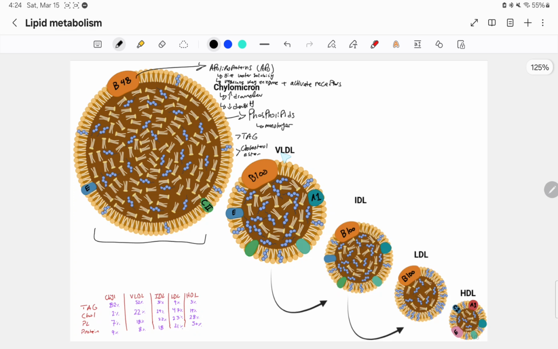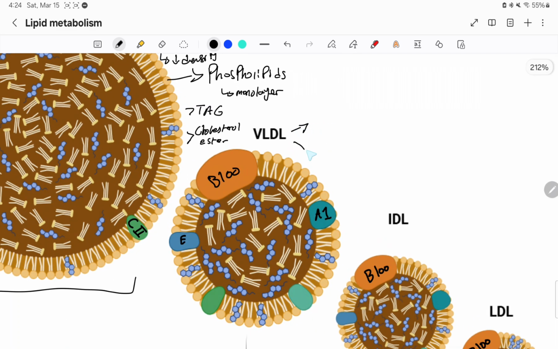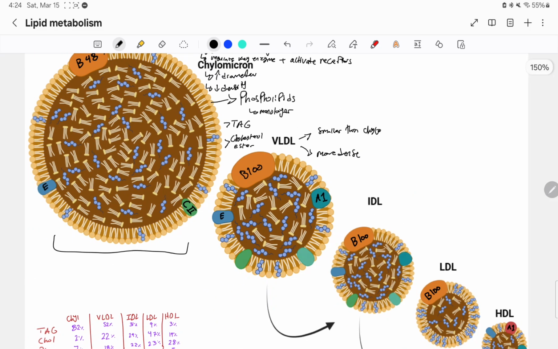What about the VLDL? Well, what does that stand for, by the way? Very low density lipoprotein. Now, I've put these guys in order of their size and their density. So the further you go down here, the higher the density becomes and the smaller the size. The VLDL is smaller than the chylomicron, but it is more dense than the chylomicron.